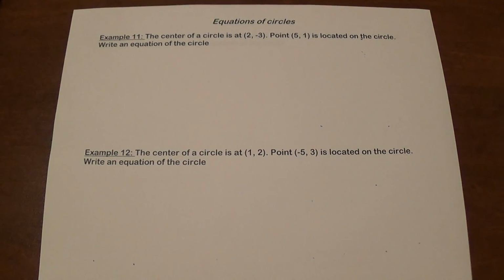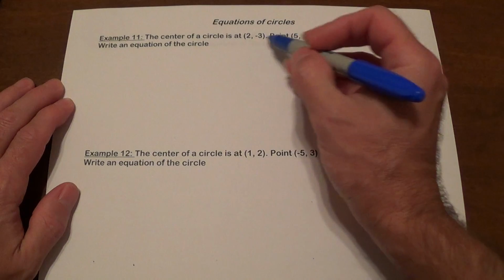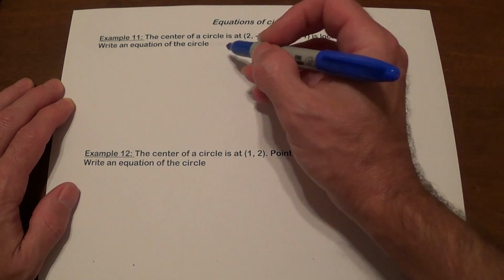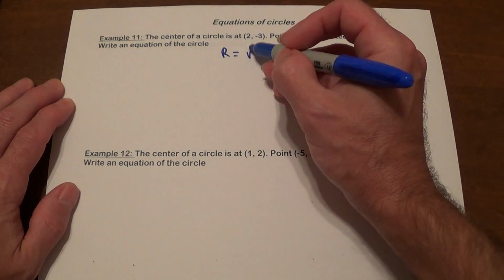Some of the other problems are going to be where they give you the center and they give you another point on the circle, but they don't give you the radius. So when you see problems like that, the distance between the center and the point on the circle is going to be the radius. So to find the radius, you are basically going to use the distance formula.